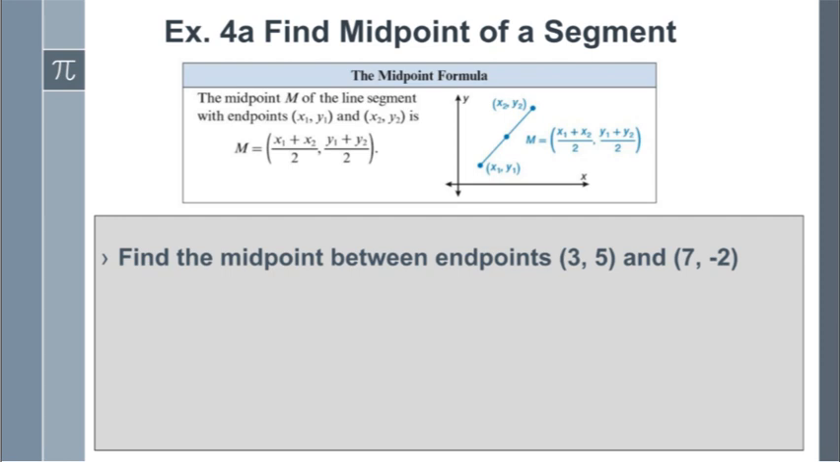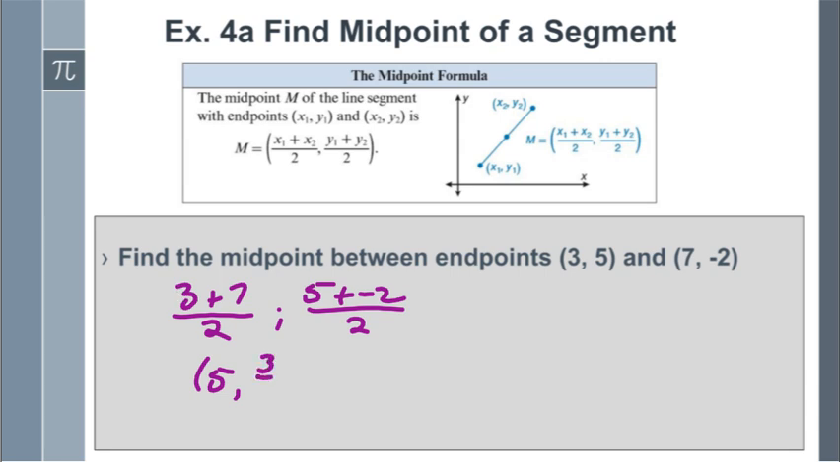So here, I take my two x's, 3 plus 7, divide that by 2, that will give us our x term. And if I take my y's, 5 plus a negative 2 divided by 2 will give us our y term. So 3 plus 7 is 10, divided by 2 gives me an x coordinate of 5. And 5 plus a negative 2 is 3. 3 divided by 2 is 3/2, or 1.5. So the midpoint would equal 5 and 3/2.